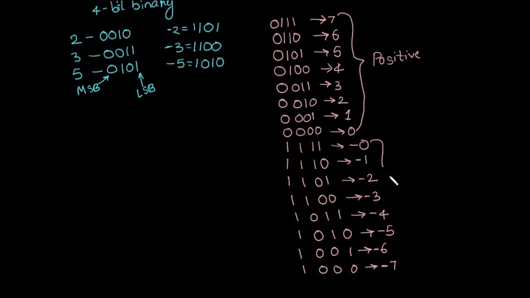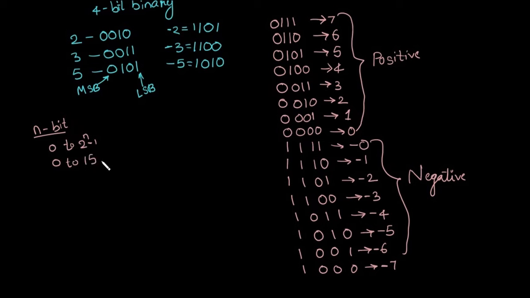So these are all negative numbers that 1's complement number system can represent. In the previous video, we have seen that an n-bit binary number can represent what range of values? It can represent 0 to 2 power n minus 1. For 4-bit numbers, it represents 0 to 15 values. All the values between the range 0 to 15 are represented by n-bit binary number.